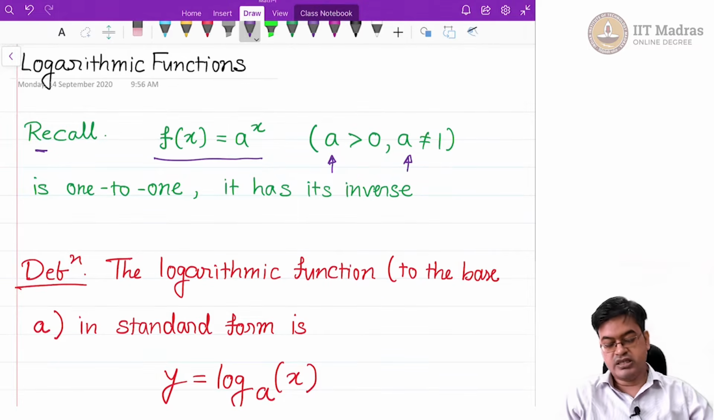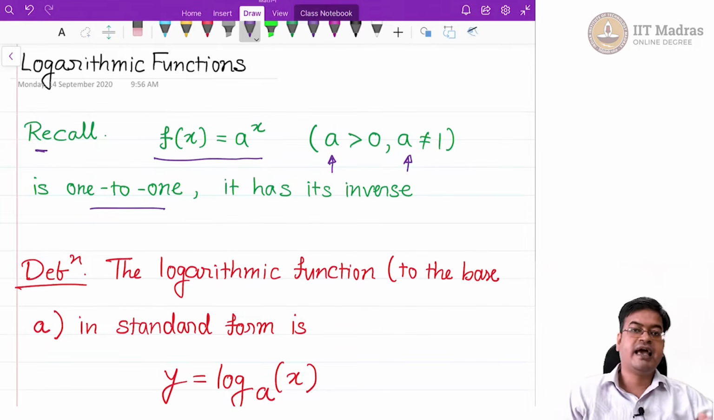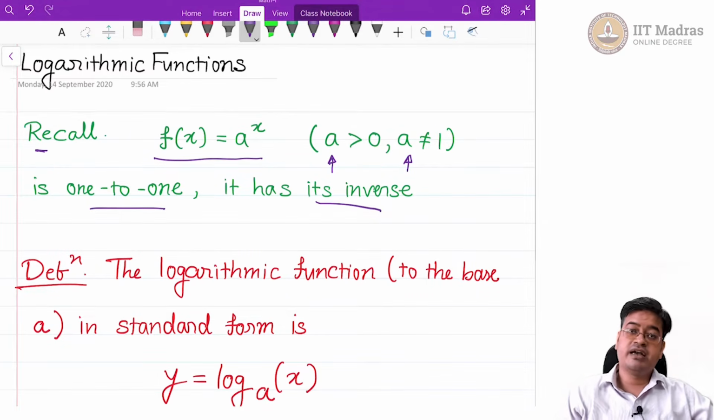So whenever these conditions are in force, we know that our exponential function f of x equal to a raised to x is 1 to 1, and because every 1 to 1 function has the inverse, this function also has the inverse. There is nothing special about it, and that inverse we will define as logarithmic function. So naturally, since we are talking about exponential function with base a, we will talk about logarithmic function with base a.